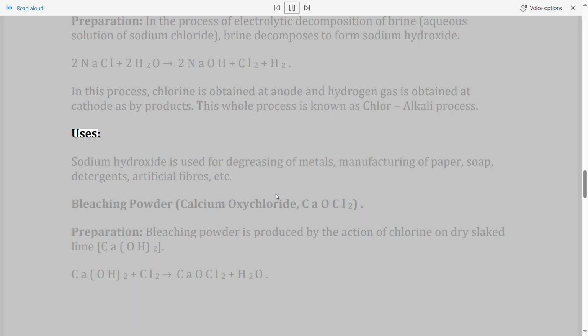Uses: sodium hydroxide is used for degreasing of metals, manufacturing of paper, soap, detergents, artificial fibers, etc. Bleaching powder, calcium oxychloride, CaOCl2. Preparation: bleaching powder is produced by the action of chlorine on dry slaked lime, Ca(OH)2. Ca(OH)2 plus Cl2 gives CaOCl2 plus H2O.